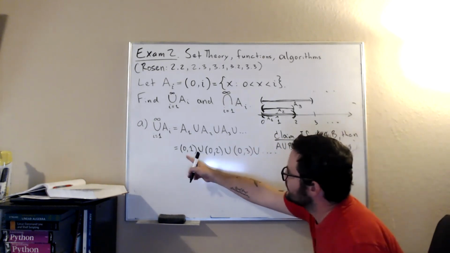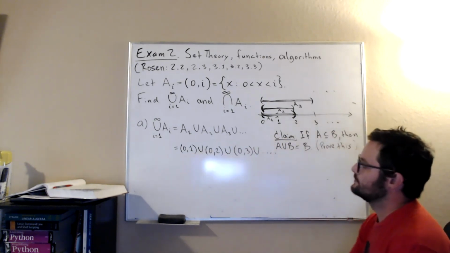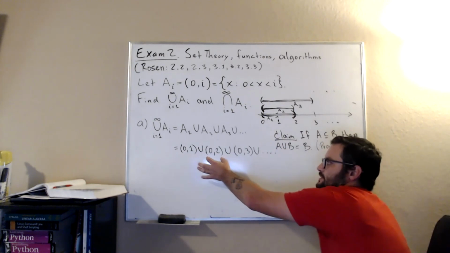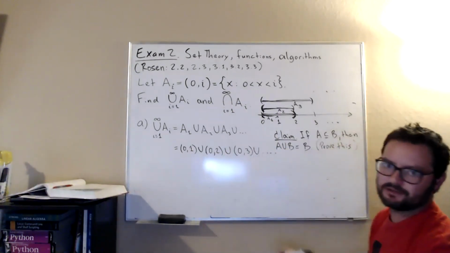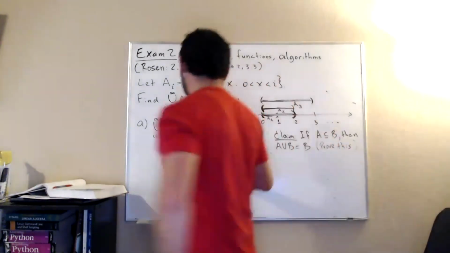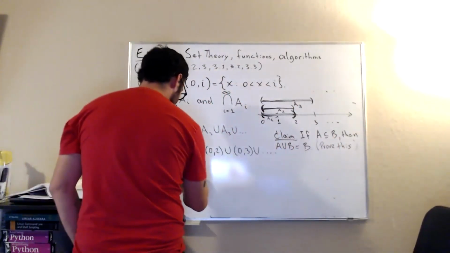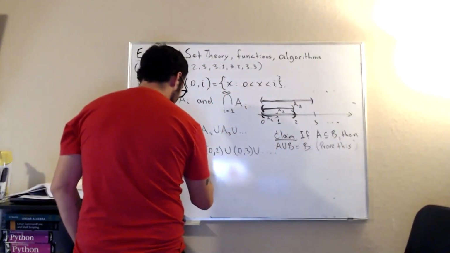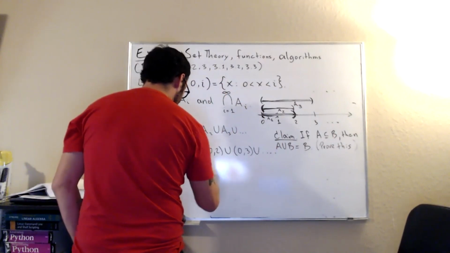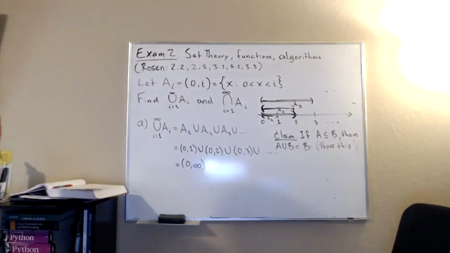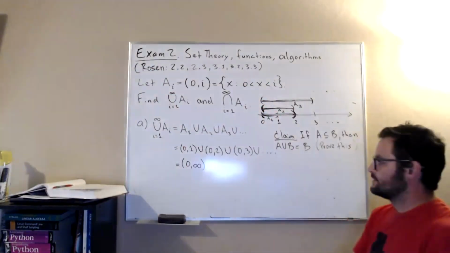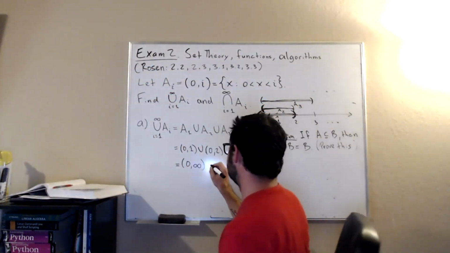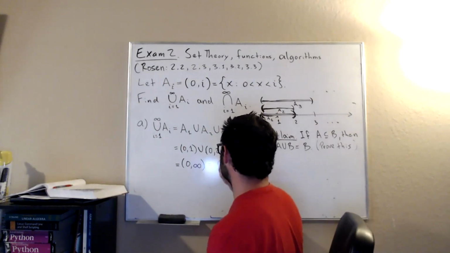So notice that A1 is a subset of A2. When you union this with that, it's just this one. And then A2 is a subset of A3, and you union that with that, it's just A3. So if you keep on doing this union forever, you're going to have that. So this would be equal to all positive real numbers.